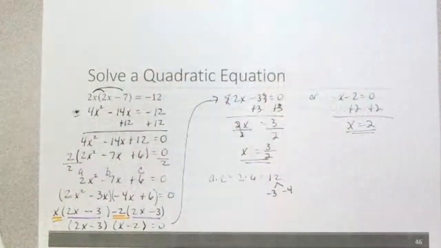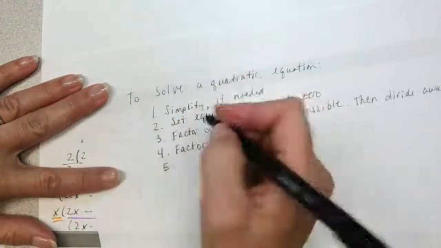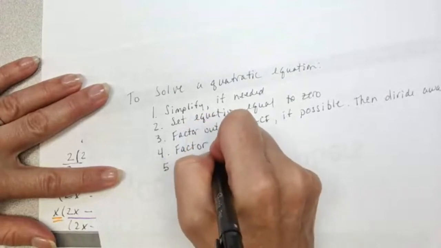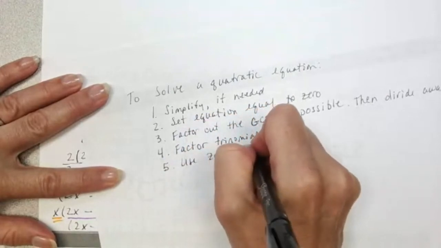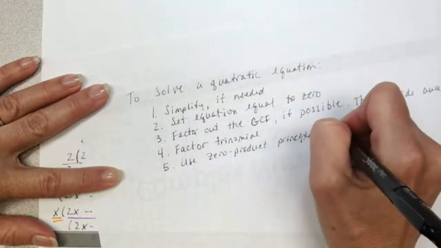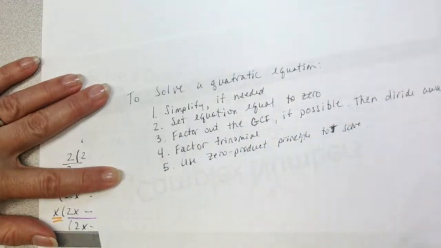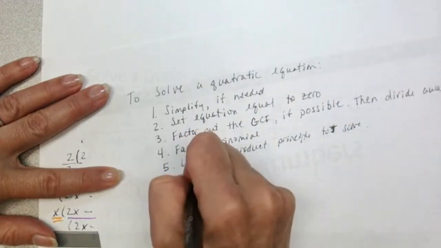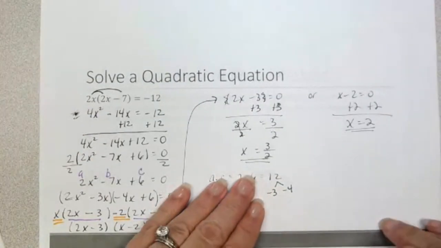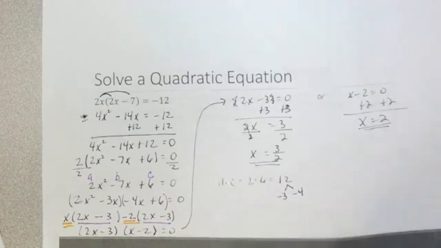All right, so that last step that we took here was use the zero product principle to solve. Okay, and then of course the last step would be to check your answers, make sure you didn't make a mistake. I am not going to check on this to save time. We're going to just move on to the next method for solving.